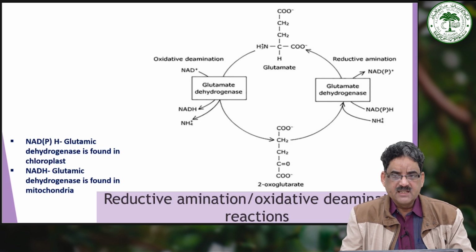Additionally, GDH might be crucial in the breakdown of glutamate, producing 2-oxoglutarate, which could serve as an intermediate in the tricarboxylic acid cycle for energy generation. This process may be particularly significant in the absence of light during seed germination or in aging leaves.